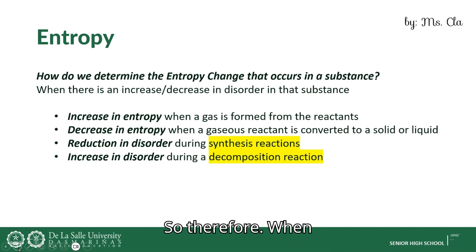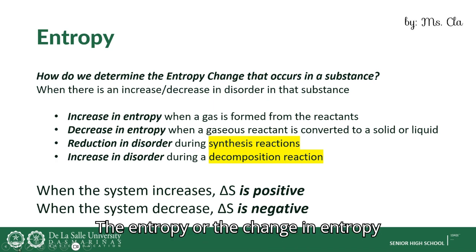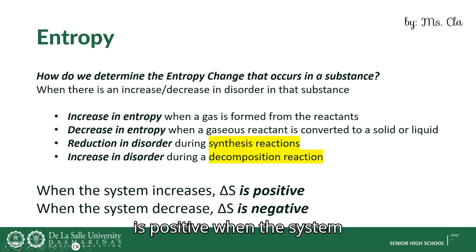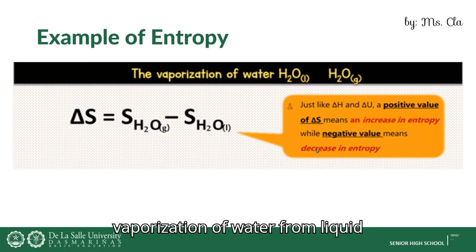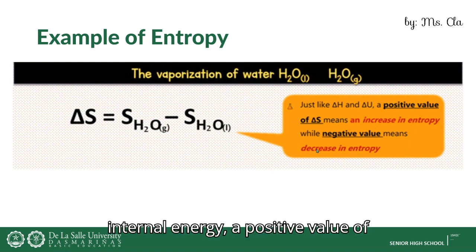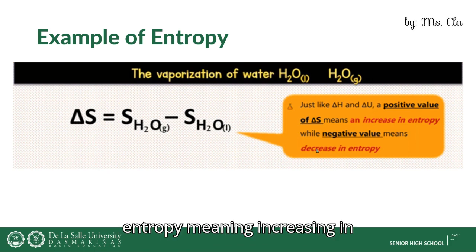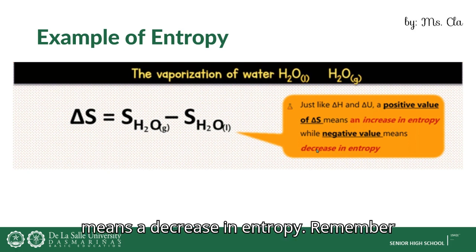So therefore, when the disorder of the system increases, the change in entropy is positive. When the disorder of the system decreases, the change in entropy is negative. So let's have an example of entropy: the vaporization of water from liquid state to gaseous state. Just like enthalpy and internal energy, a positive value of entropy change means an increase in entropy, while a negative value means a decrease in entropy.